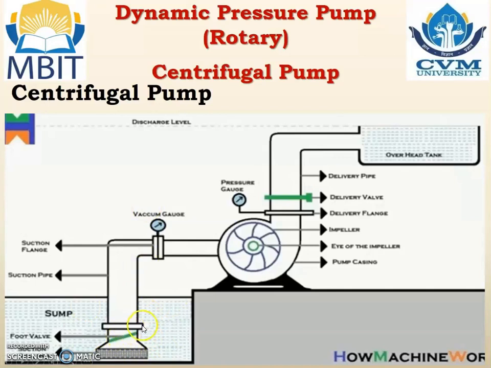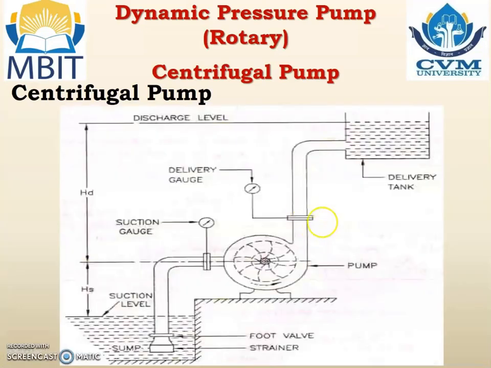This is known as the suction valve. It is nothing but a non-return valve. It allows the water to pass from bottom to top, not from top to bottom. With the casing, on the right hand side, you can see the discharge pipe is connected, and with the discharge pipe there is a discharge valve. That is the construction of the centrifugal pump. This is the figure available in different books.